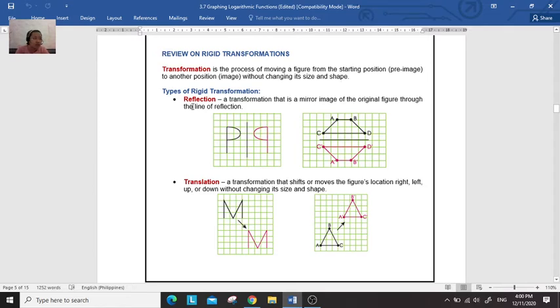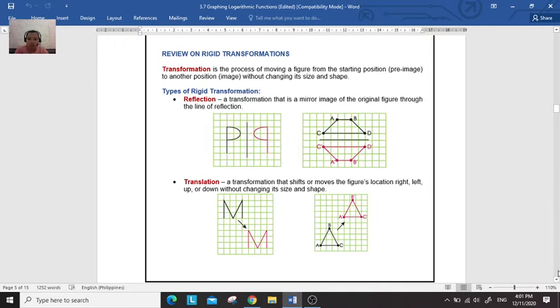So there are types of rigid transformation. First is the reflection. Reflection is a transformation that is a mirror image of the original figure through the line of reflection. So if this is the pre-image, then we are going to transform it from this line, then the pre-image becomes this image, another position. So we call it reflection.